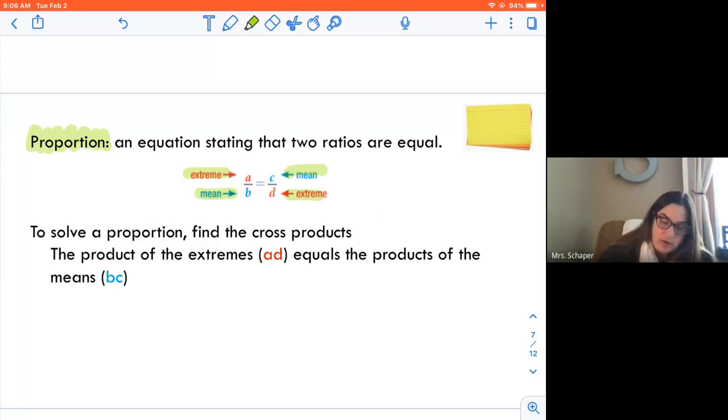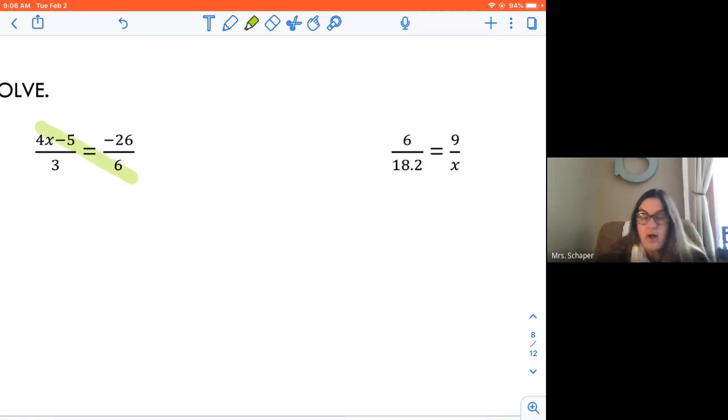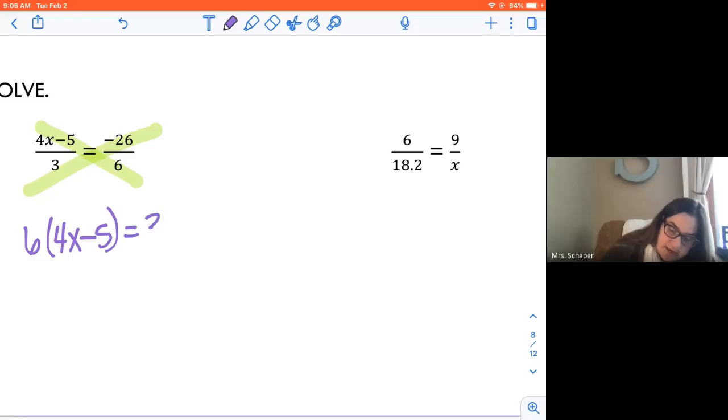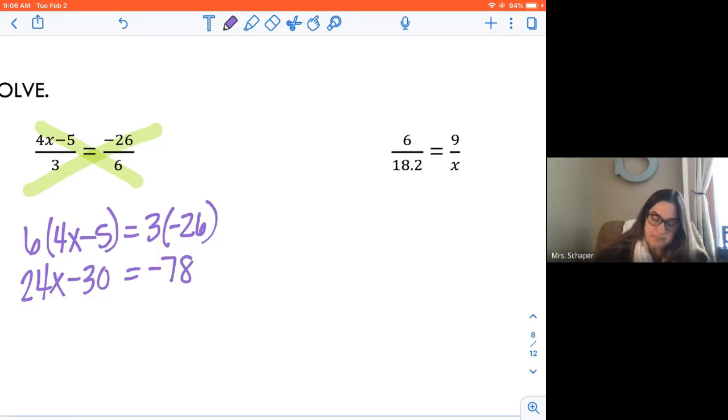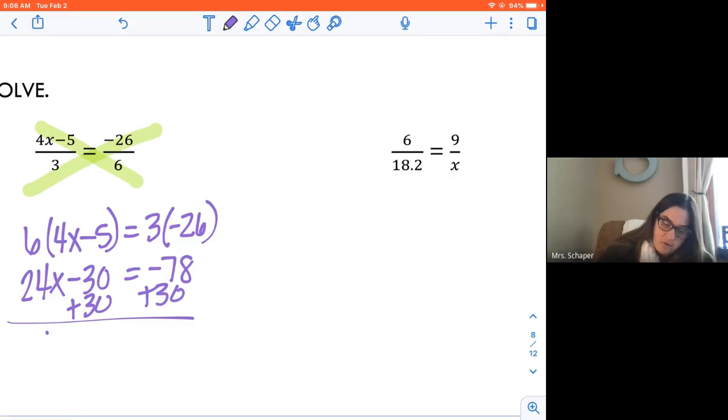Here we go. So we're going to do cross products to solve for x. There it is. So we're going to have 6 times the quantity 4x minus 5 is equal to 3 times the quantity negative 26. So 24x minus 30 is equal to negative 78. We'll add 30 to both sides. We're going to get that 24x equals negative 48. So x equals negative 2.